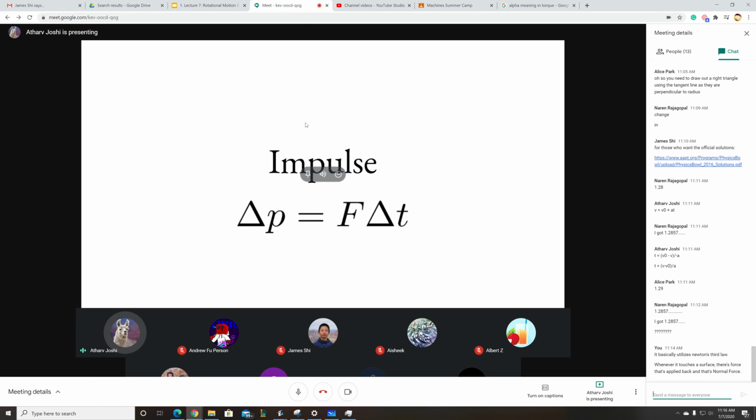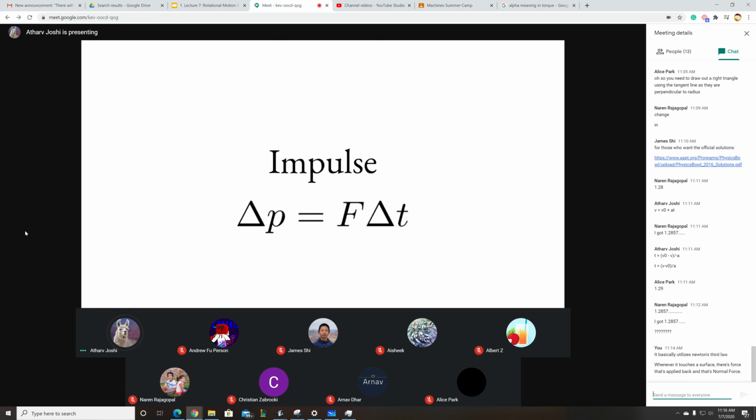Impulse is change in p. P is momentum in physics, so impulse is just a change in momentum basically, and it equals force times the change in time. So it's essentially how much the momentum changes in a certain period of time.